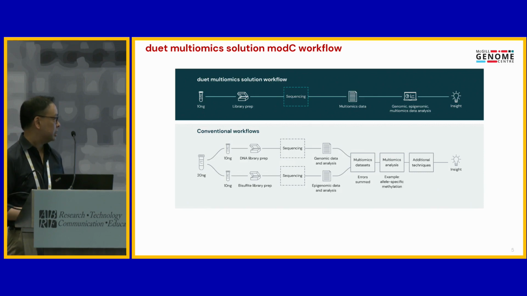your multi-omic analysis. And this replaces conventional workflows where you'd take even more DNA. You'd have to make 2 separate libraries, a whole genome library and a bisulfite converted library, sequence both of these libraries, and then stitch the data back together again to get your epigenomic analysis.